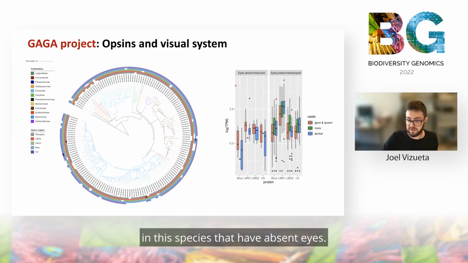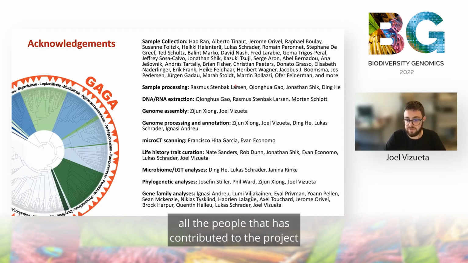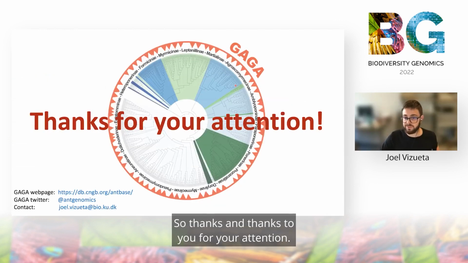So what we are seeing is a regulation in the expression of these opsin gene families in the species that have absent eyes. Finally, I would like to acknowledge all the people that have contributed to the project and belong to the GAGA consortium, and the organizers for this event. Thank you for your attention.